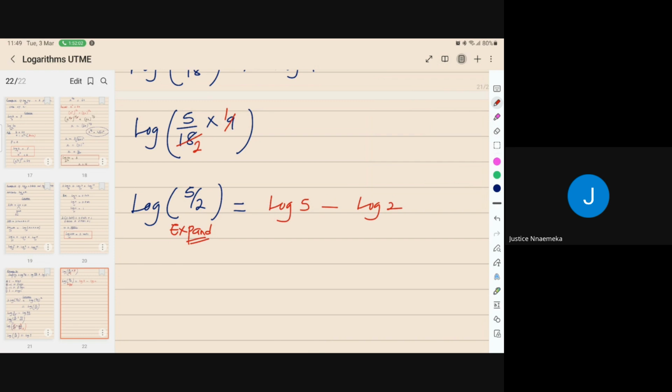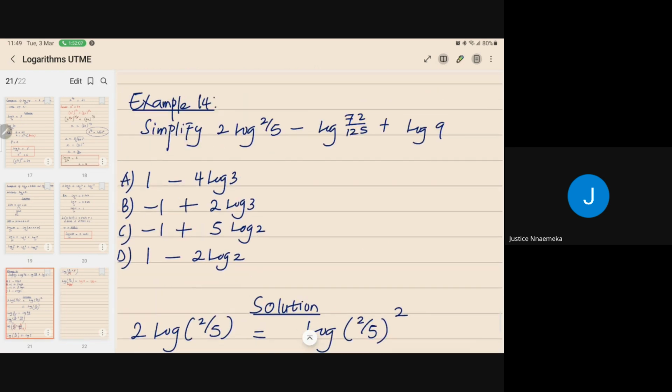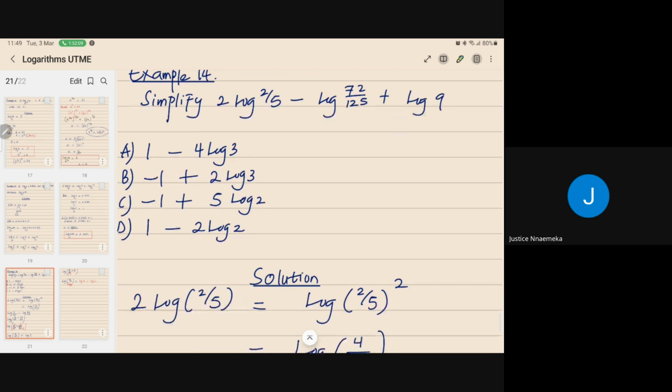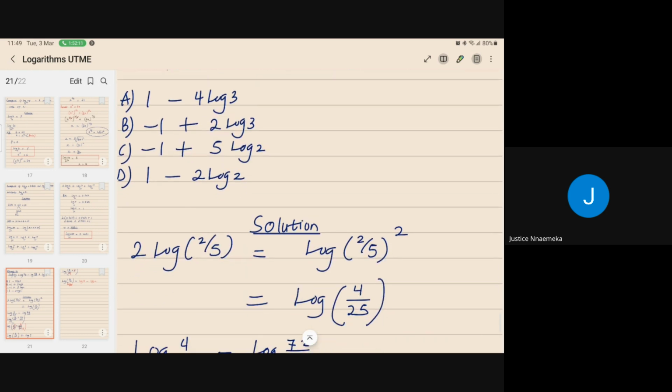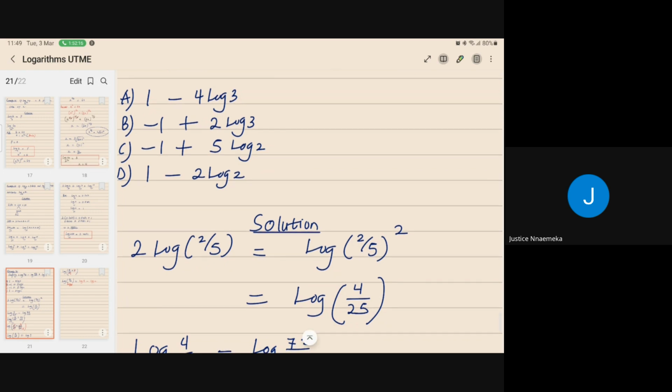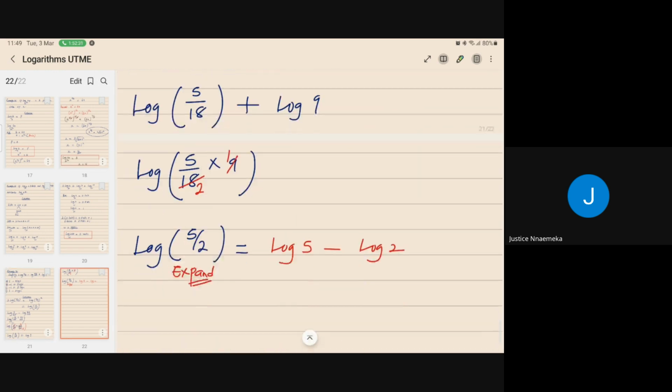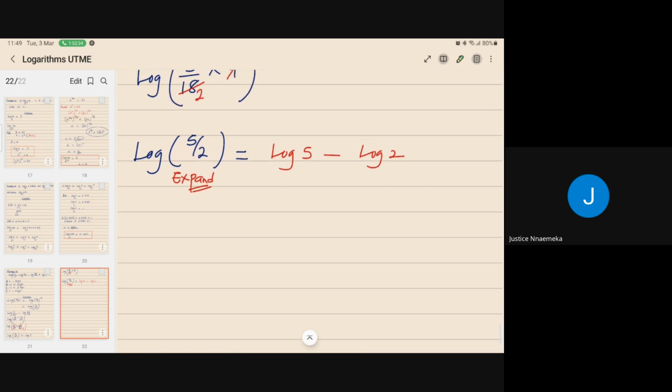Next thing that we can do. So they gave us this question. They said plus log 9. All right. So all the options we have here is minus 1 plus log 2. So how do we break this thing down? Log 5 minus log 2. Log 5 is something like log 5 to base 10. Yes. So let's simplify further.